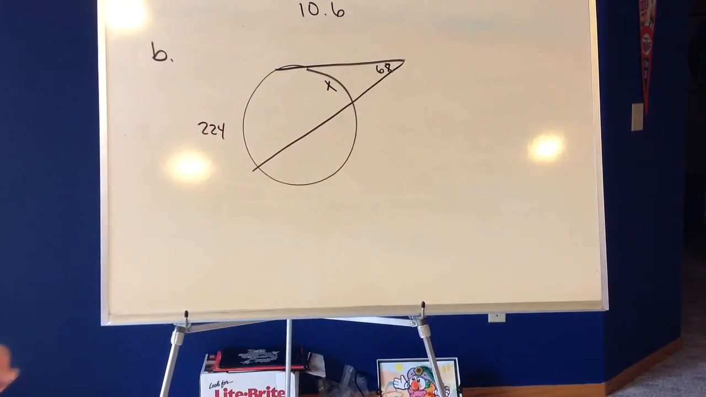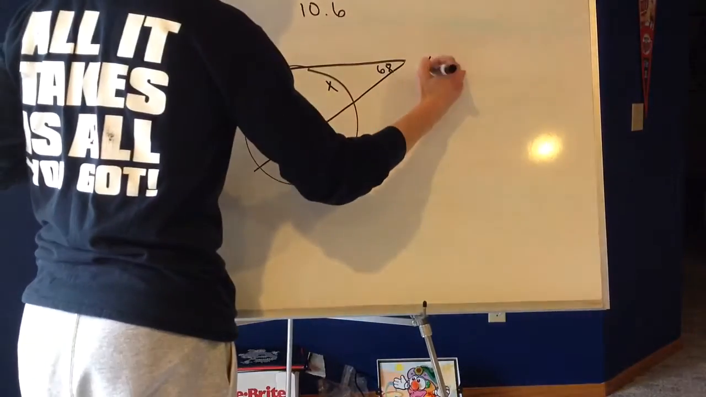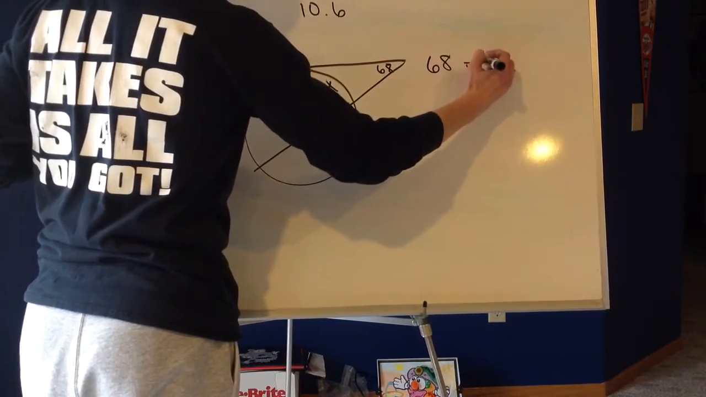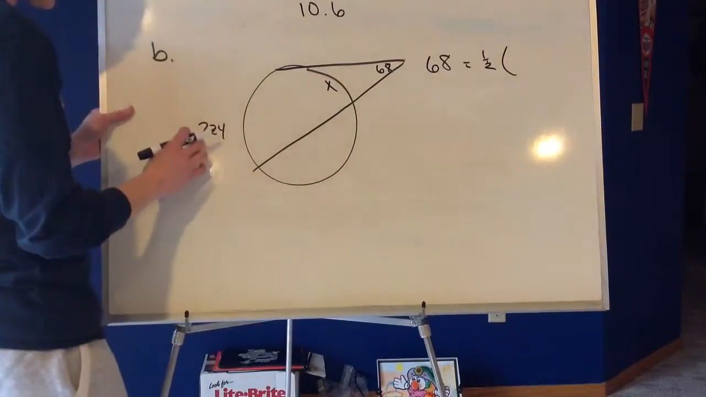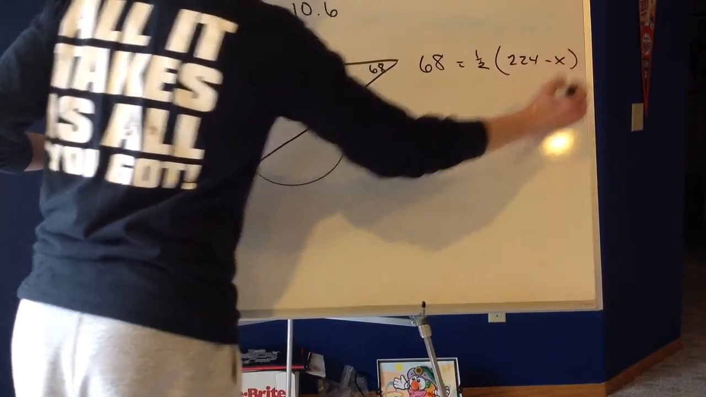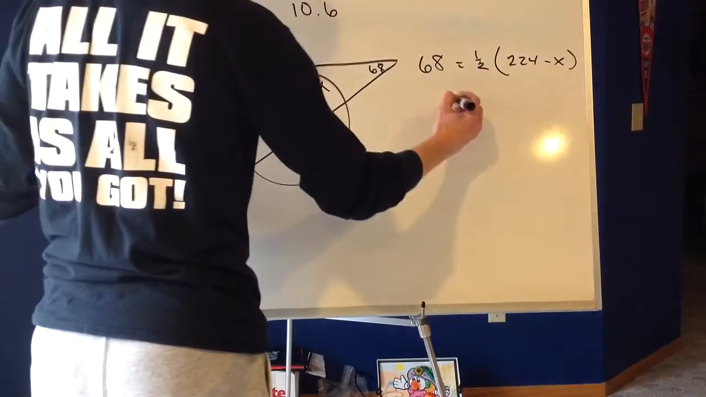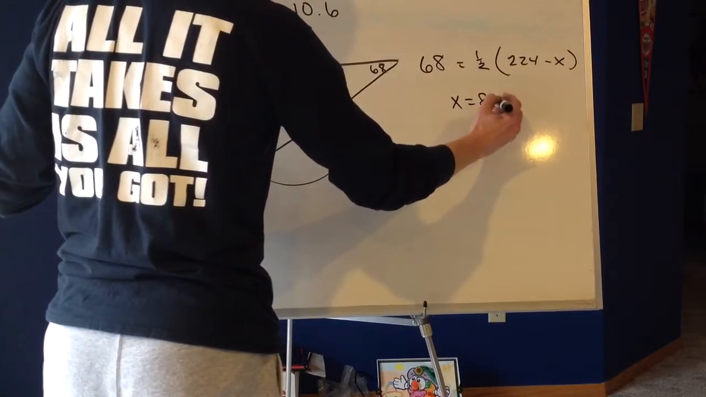Okay, so still an exterior angle, so we're still going to use the same idea. Just this time we are going to go ahead and put the angle in for a measurement. So we'll have 68 equals 1/2 big arc, which is your 224, minus little arc, which is your X. Okay, go ahead again and simplify and solve that, and you'll end up with X equals 88 when you do that.